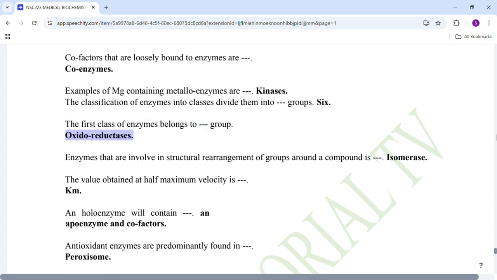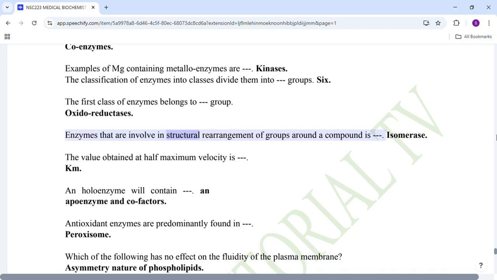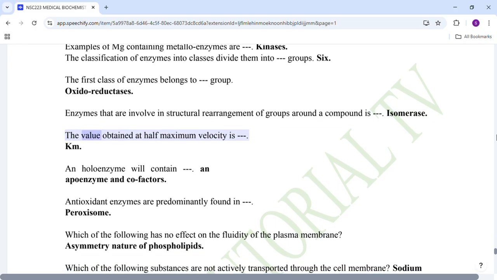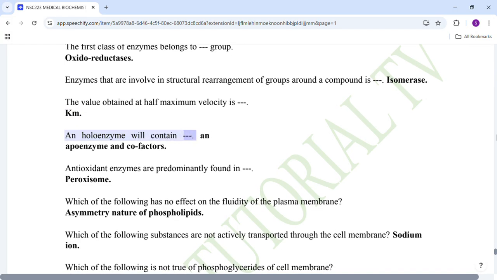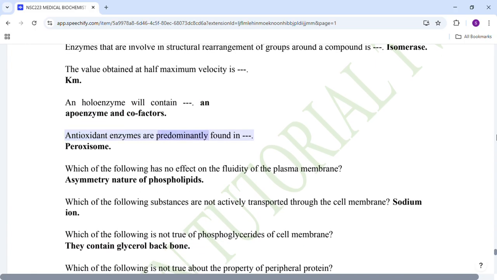Oxidoreductases. Enzymes that are involved in structural rearrangement of groups around a compound is dash dash. Isomerase. The value obtained at half maximum velocity is dash dash. Km. And holoenzyme will contain dash dash. An apoenzyme and cofactors.